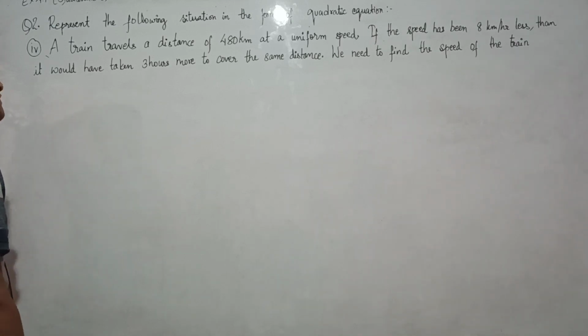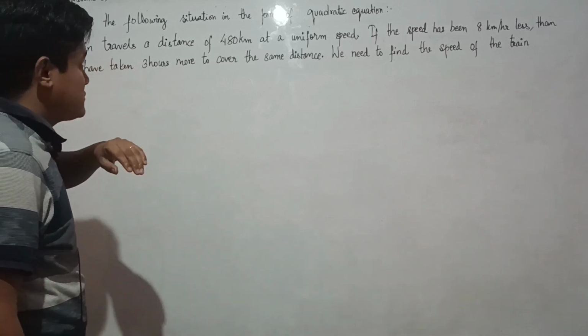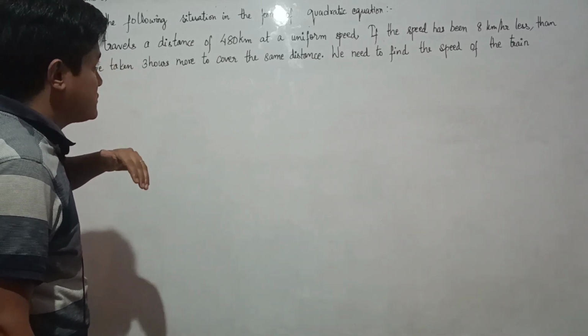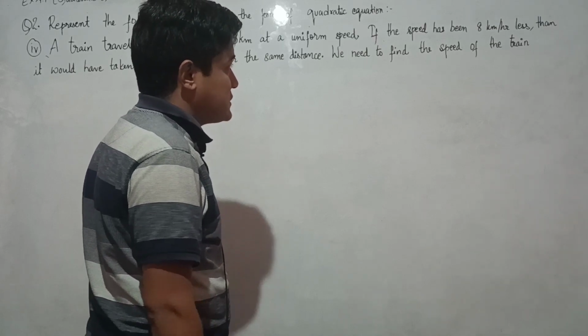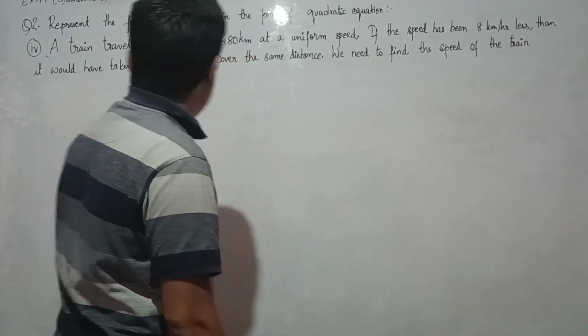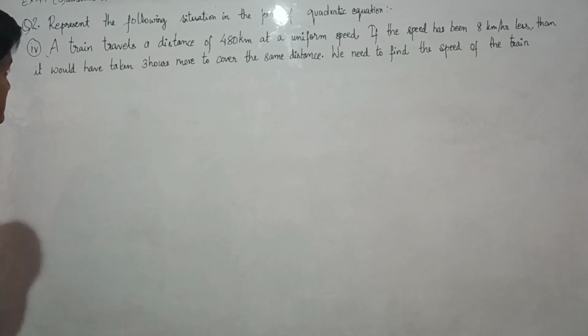A train travels a distance of 480 km at a uniform speed. So a train travels 480 kilometers at a uniform speed. If the speed had been 8 km/h less, then it would have taken 3 hours more to cover the same distance. So it says it takes 3 hours more. We need to find the speed of the train.